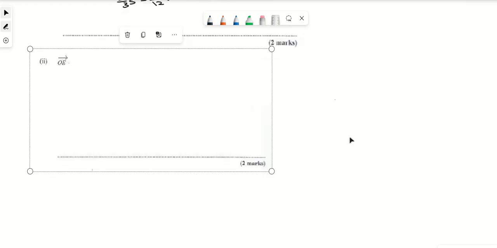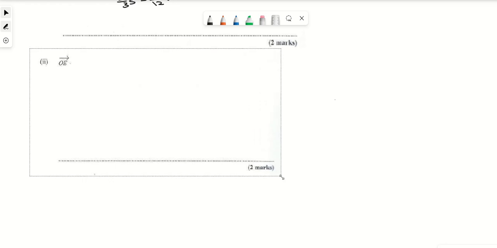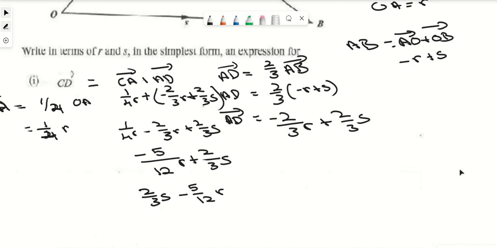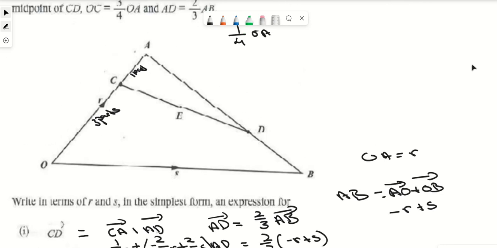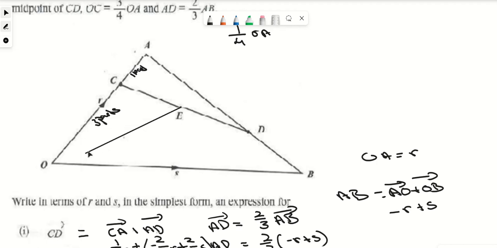So let's record this part. This is OE. So they want vector OE. Now, let's just zoom in so we could get that bigger. We're going to look at the image. Let's draw a line to show you what OE would be. It started from O, but it's just to draw it. You would connect a line showing OE. All right. Now, OE would be OC plus CE.